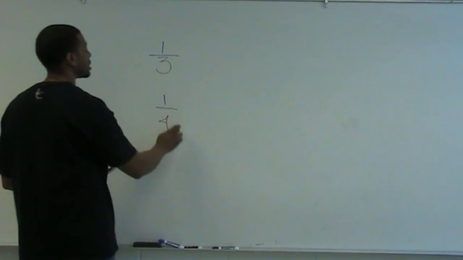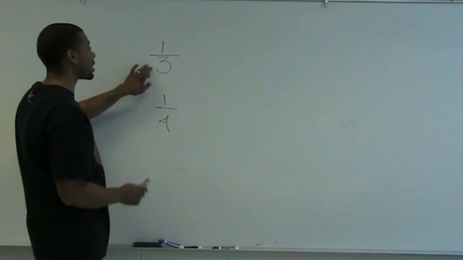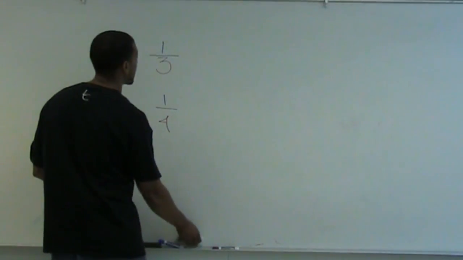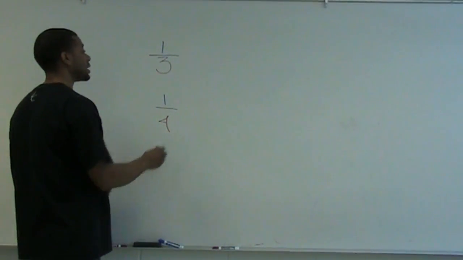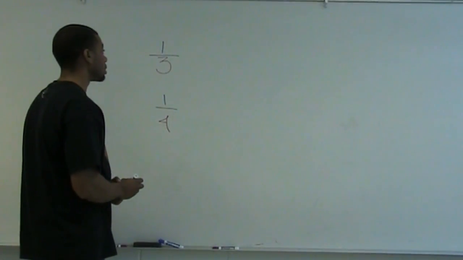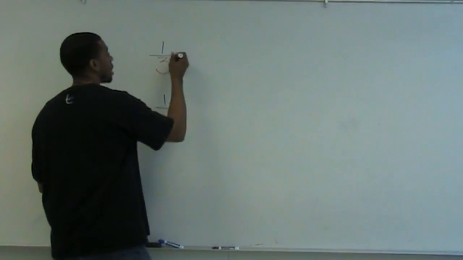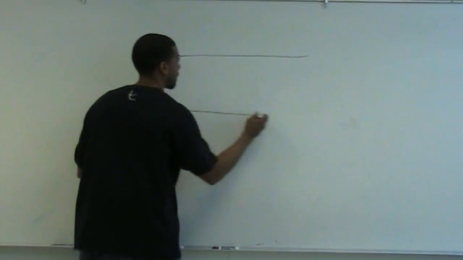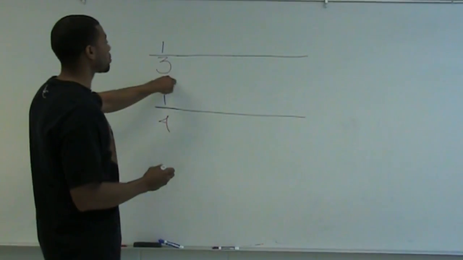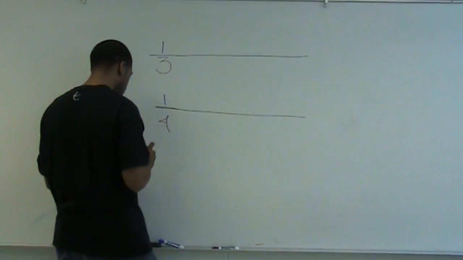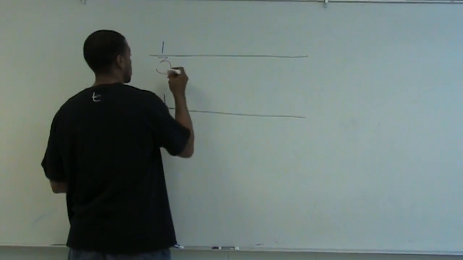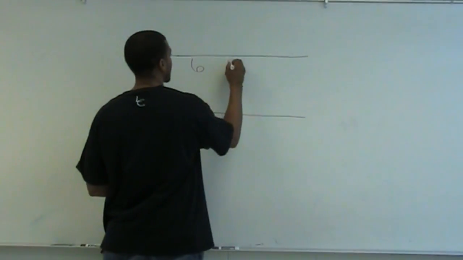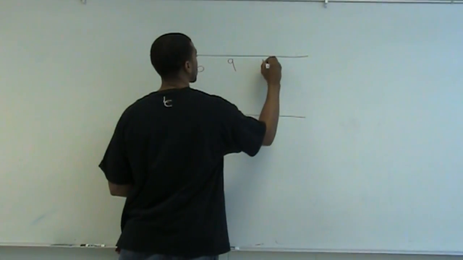I can't do anything with these numbers at the moment because the denominator here is 3 and the denominator here is 4. In order to achieve the same denominator, we have to do multiples until they reach the exact same number. So the method that I'll use is I'm going to draw my line out, and I'm just going to do the multiples of 3. So I have 3, because that's 3 times 1. 3 times 2 is 6. 3 times 3 is 9. 3 times 4 is 12.